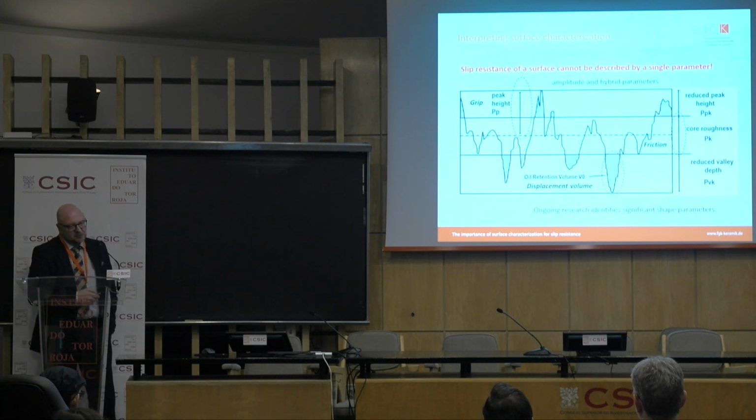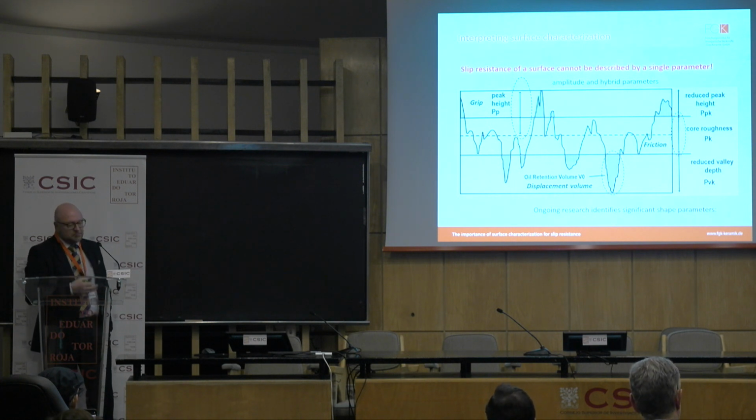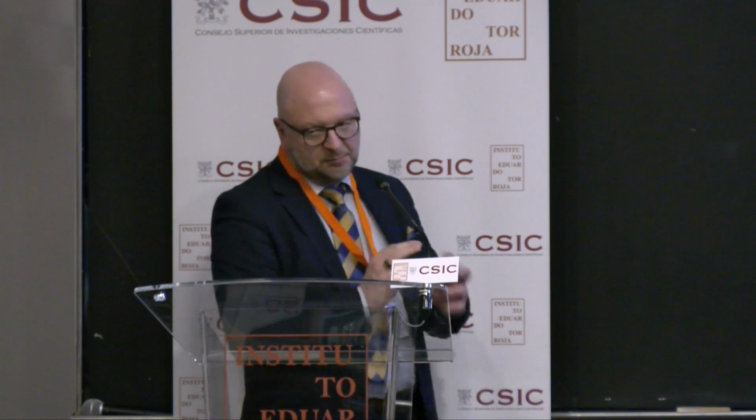One of the things that we saw is that it's not possible to describe the functionality regarding slip resistance by using one parameter. What we found is at least two parameters that are significant, which is, if you look in such a profile, the core roughness, which specifies the actual roughness in contact with, for instance, the shoe sole, which defines, in fact, the friction. And then there are the peaks in the surface, which define the grip. These are two important factors.